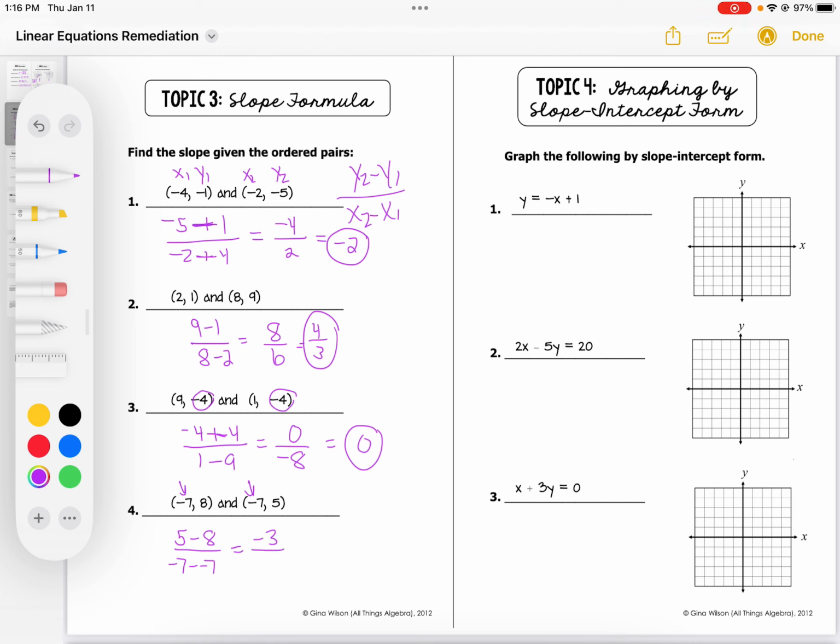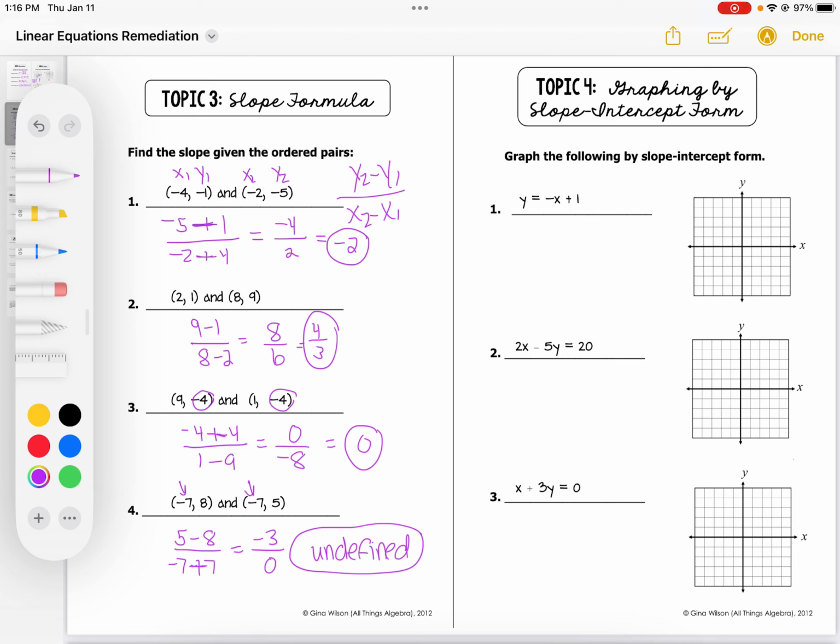5 minus 8 is -3. -7 minus -7 is really -7 plus 7, which is 0. You can't divide by 0. Therefore, this is undefined. Graphing equations by slope-intercept form is the next topic.